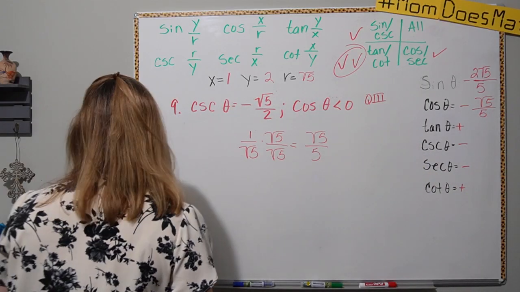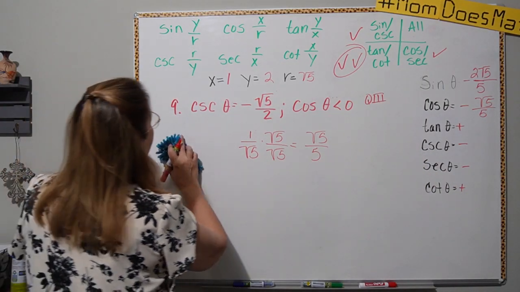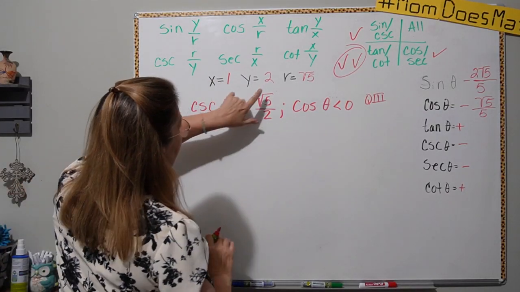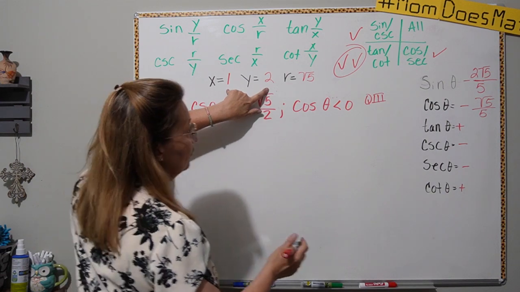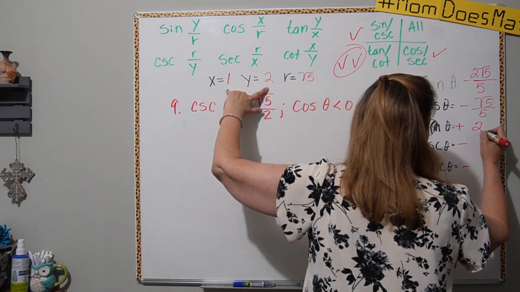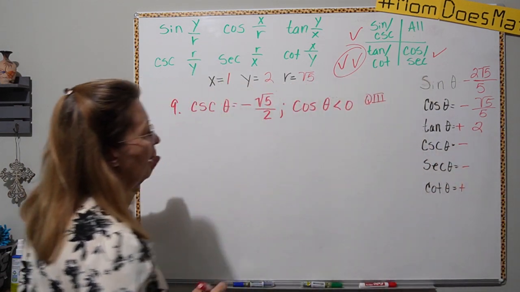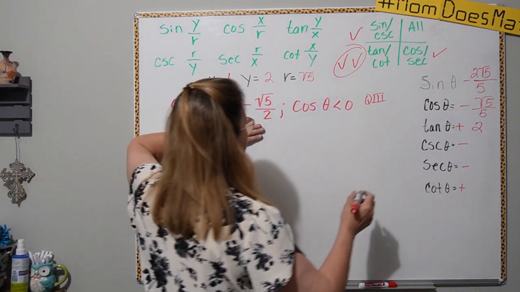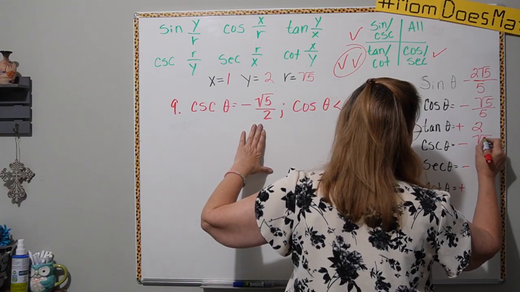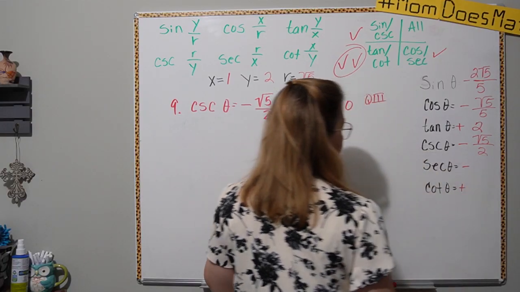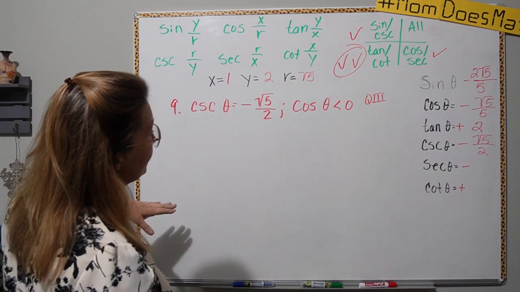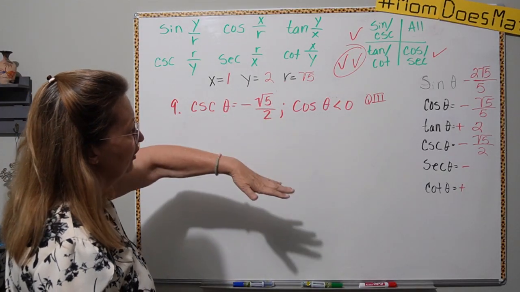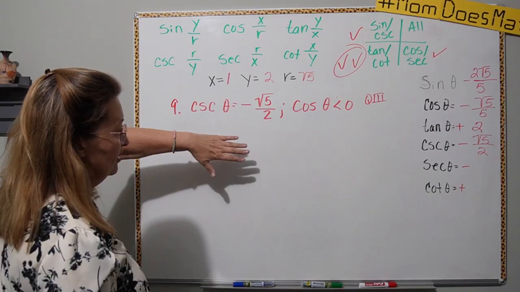Now for tangent. The definition for tangent is y over x. So I'm going to take y over x. 2 over 1 is just 2. Now for cosecant, I already have that. That was given to me. So I've got negative square root of 5 over 2. For secant, since I've got radicals, I'm not going to try to flip it. I'm going to go back to my beginning. That way I won't have to rationalize.